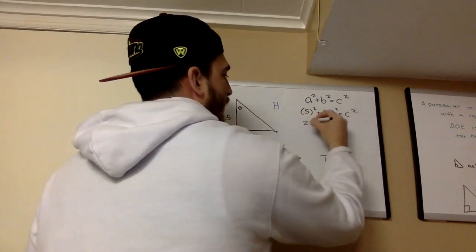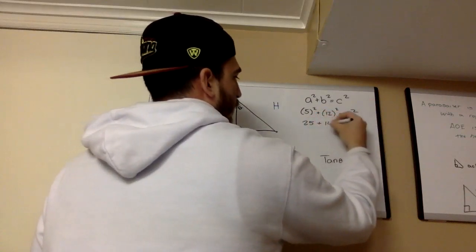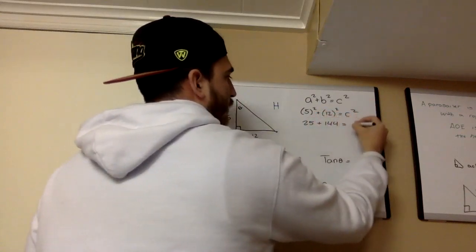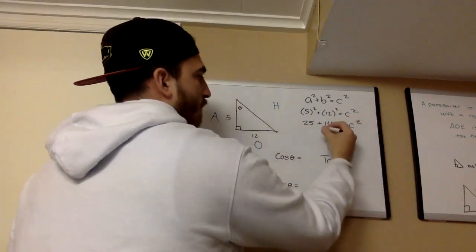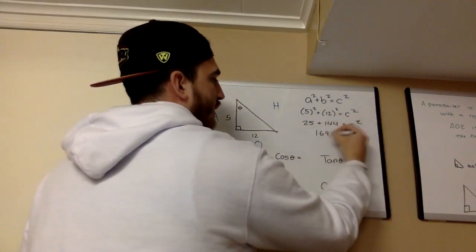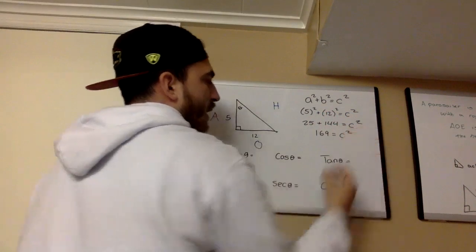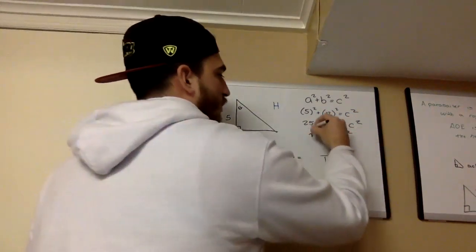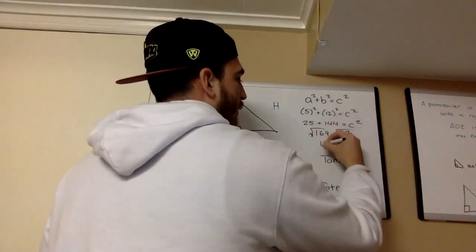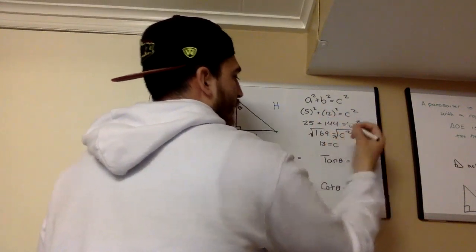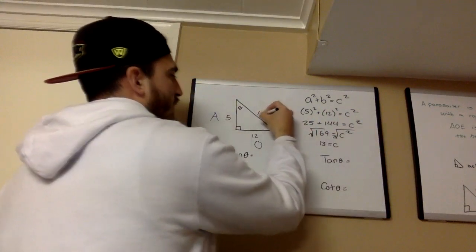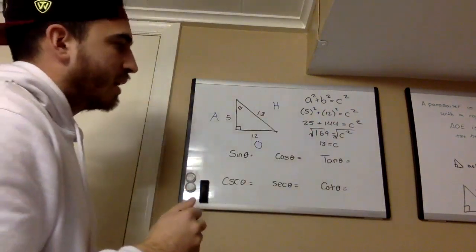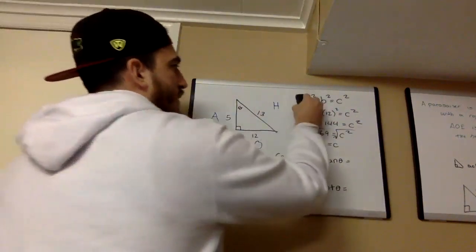If I simplify this, I get 25 plus 144 is equal to c squared. If I add these together, I get 169 is equal to c squared. And then in order to get rid of a square, you must square root both sides. So if I square root, you're going to end up getting 13 is equal to c. So I'm going to plug that in over here. And now I'm going to get rid of this information.